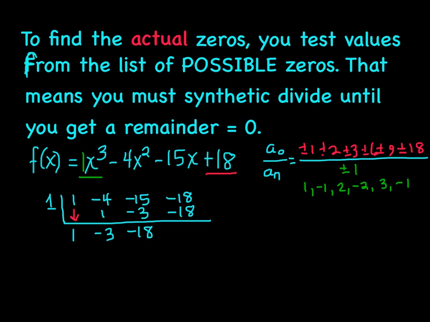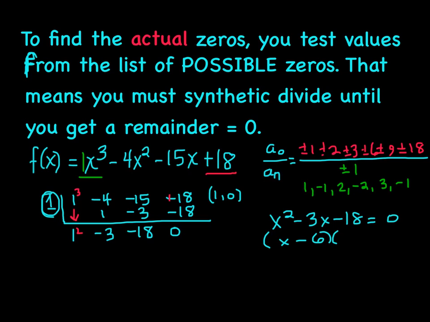Oops, you can see my mistake. This is a positive 18, so this should have been a positive 18, and when I add, I get 0, which means that 1 is a solution because the point (1, 0) is on the x-axis. And remember, we always keep a placeholder. This is a cube, which means I brought this down to a squared. So I now have x squared minus 3x minus 18, and that will factor as (x minus 6)(x plus 3).